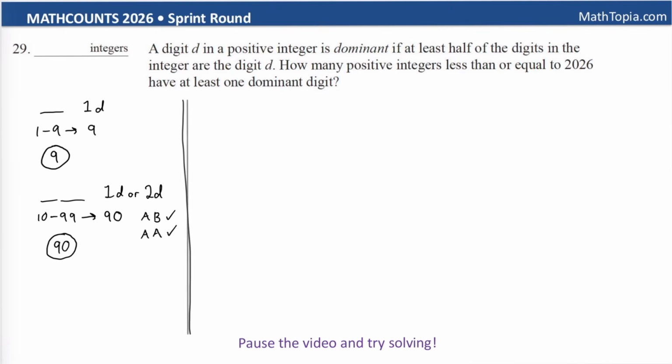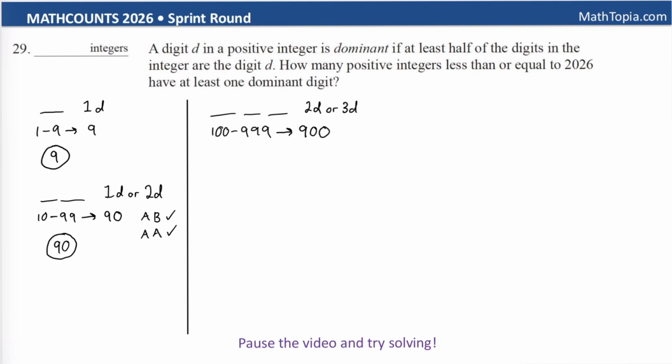Next, we look at our case with 3 digits, which would be our integers 100 through 999, or 900 total integers. In order for a 3-digit integer to be dominant, it needs to either have 2 dominant digits, so 2 digits that are the same, or 3 dominant digits, or 3 digits that are the same.